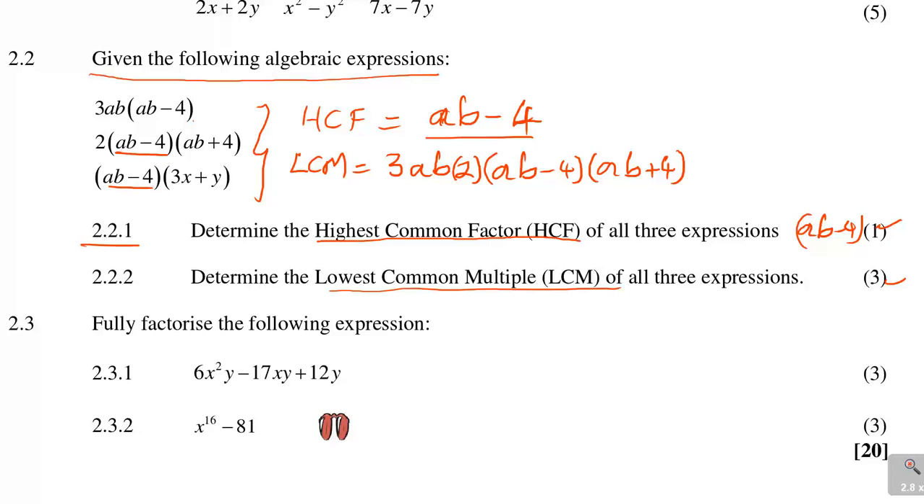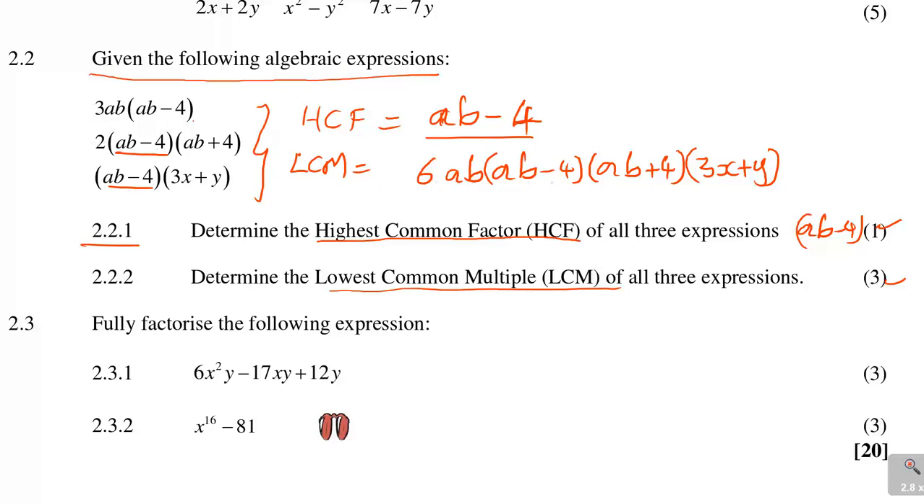because it is repeating, and then I must have 3x plus y. So remember, it's the lowest common multiple, but you must not repeat anything that is the same. So we have 3, we have a 2, the a, the AB minus 4, AB plus 4, and 3x plus y. Sometimes it is also fine, instead of having a 3 and a 2, some might say you multiply 3 times 2 to get 6AB, because in 6 there is 3, and in 6 there's a factor of 2. So you can still do that.